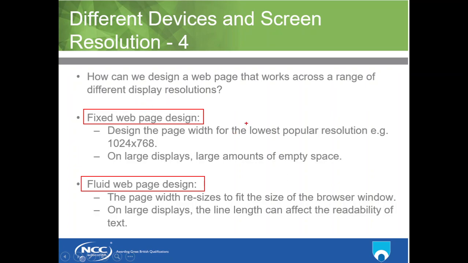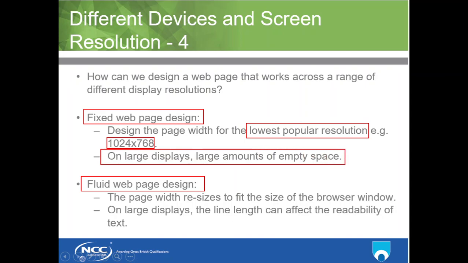Now, fixed is when you are creating a web page for the lowest popular resolution. So, for example, you want to create a web page for desktop computers. So it will fit perfectly on this, which is the most popular resolution, 1024 by 768. Otherwise, the problem with this is that if you have a computer or a monitor that has a large screen resolution, then we are going to have large amounts of empty space, white space.